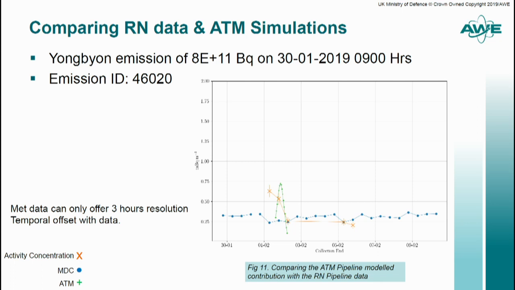We're looking for a tag. We're looking to be able to tell us when we are sensitive to each possible source. So this is something that we need to work on and possibly go back and try to constrain the ATM emission profile to the exact radionuclide data.